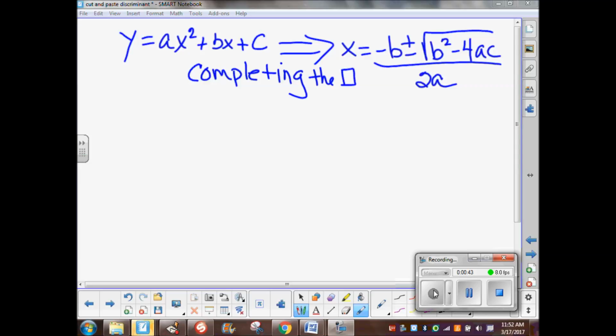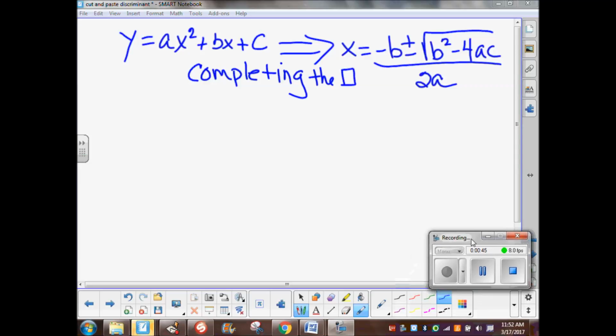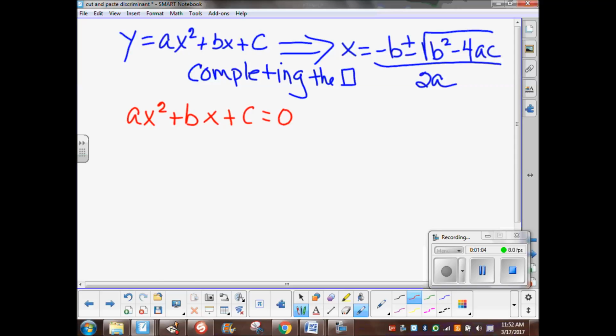So if I'm going to solve this, I've got to set my initial equation equal to what? I'm going to solve it. What do I need to set my initial equation equal to? 0. So it's not going to be equal to y, it's going to be equal to 0. So ax squared plus bx plus c equals 0. And now when I complete the square, first thing I do is give that constant a shove.